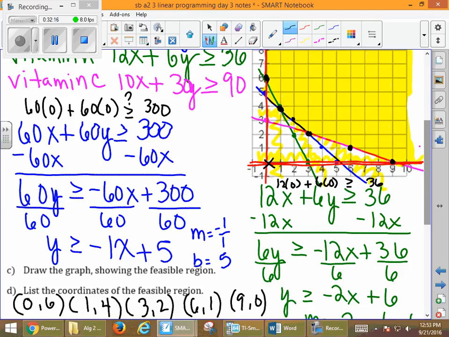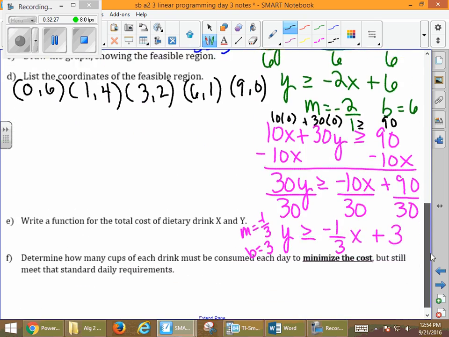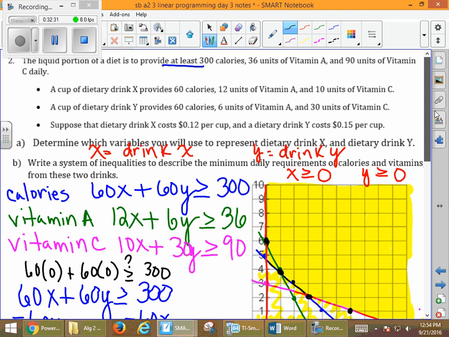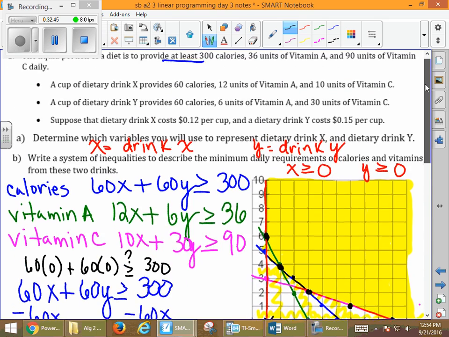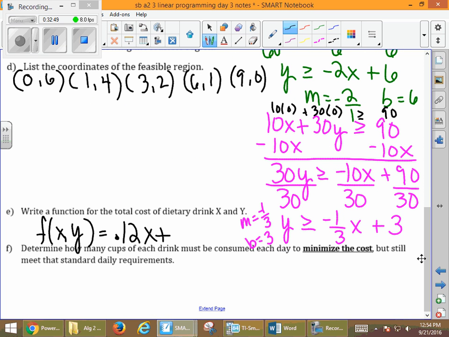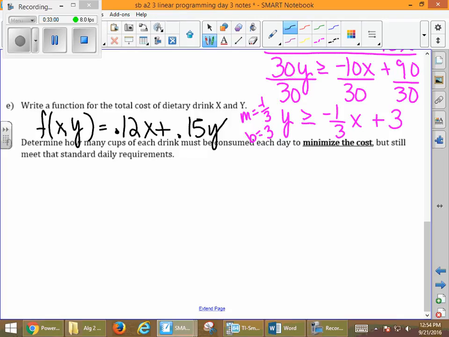So after we've come up with these values, it says write a function for the total cost of the dietary drink X and Y. So when we come over here to write it, we need to go back and look at the original problem. It says dietary drink X costs 12 cents per cup, so it's going to be 12 cents. And dietary drink Y costs 15 cents per cup. We want to determine how many cups of each drink must be consumed to minimize the cost, but still meet the daily requirements.